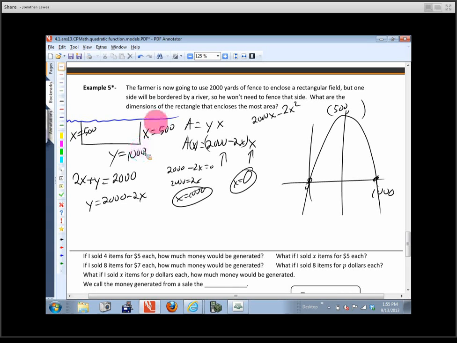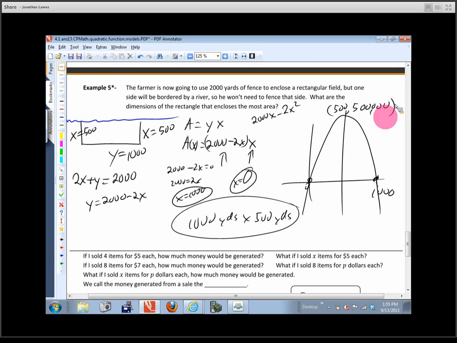It says, what are the dimensions? So the dimensions would be 1,000 yards by 500 yards. And just for the heck of it, if I multiply those together, I get a 5 followed by how many zeros? A lot. Is that the axis line? This right here? Yeah, that's the axis of symmetry.